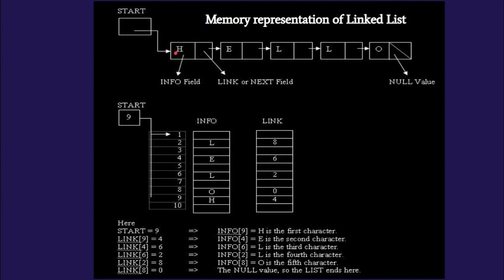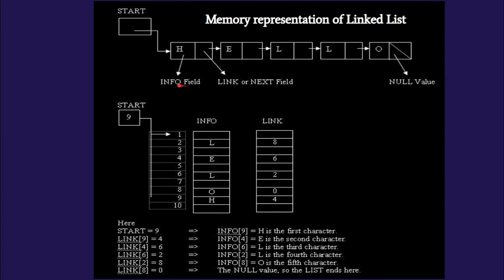Here the first element is H. This pointer points to the address of the element H. This is called the information field, and this block is the link or the next field. This will link to the next address where the next letter is stored. Likewise, by following the pointers, you can go from one letter to the next and so on. Finally, we reach the end of the list, which is the null value.